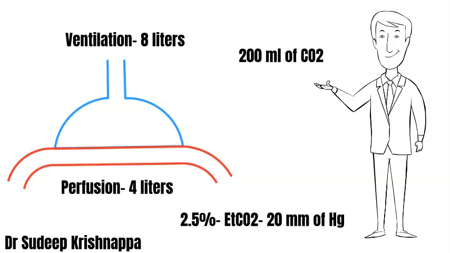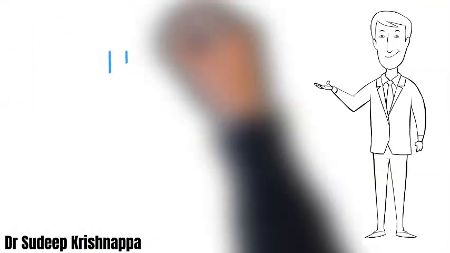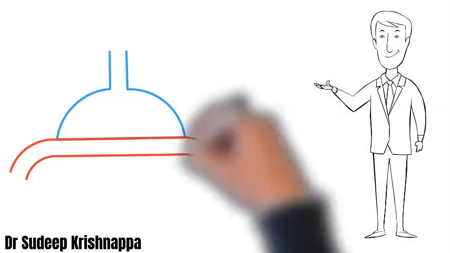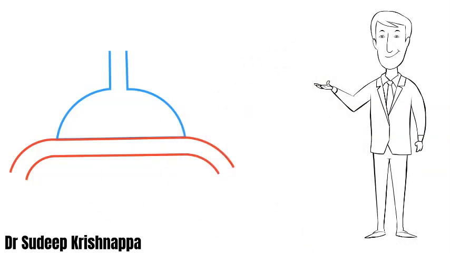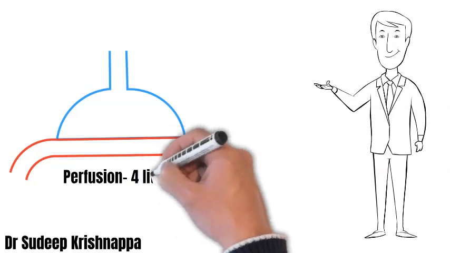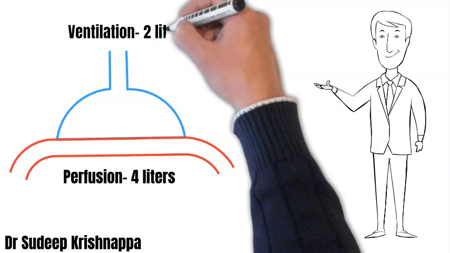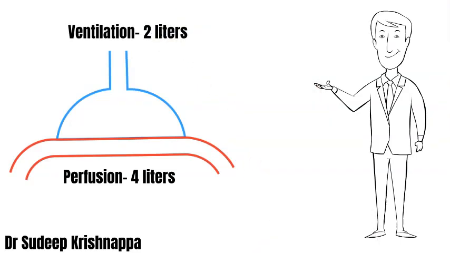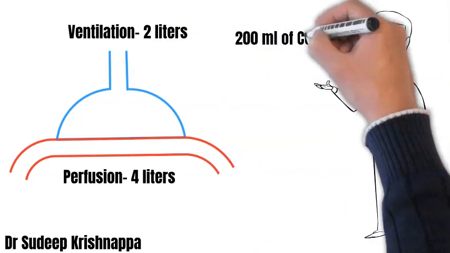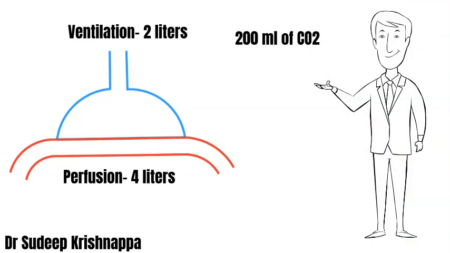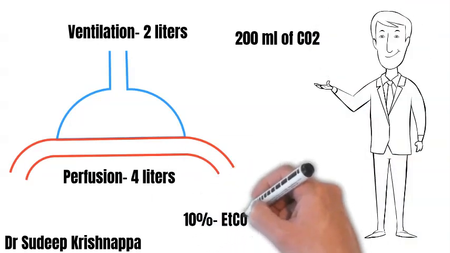Now, in the next scenario, we keep the perfusion at 4 liters, but halve the minute ventilation from 4 liters to 2 liters. Now, we still need to eliminate 200 mils of CO2 in the minute. So, that 200 mils of CO2 eliminated as a part of 2 liters would translate to about 10% by volume, as a result of which EtCO2 also would contribute roughly about 10% or 76 millimeters. I've rounded it off to about 80 millimeters of mercury.